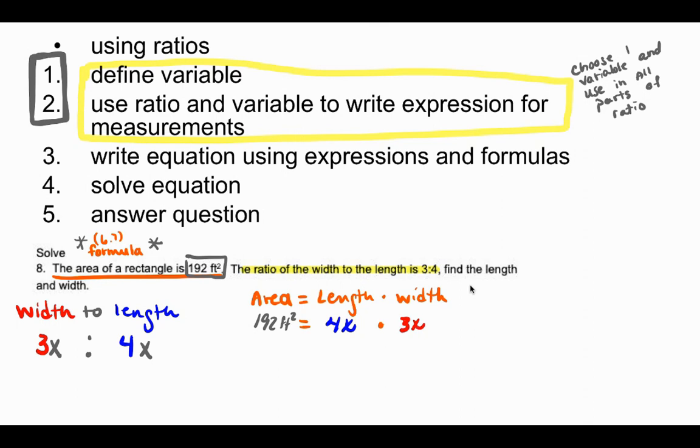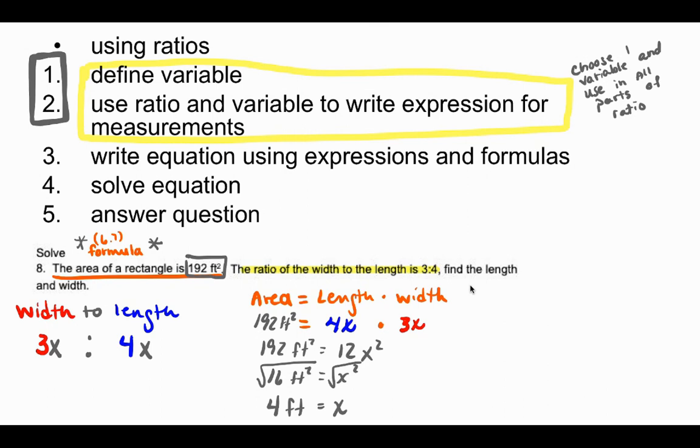So when we solve, we do our multiplication. So 192 square feet, 4 times 3 is 12, x times x is x squared. We divide by 12, so it's 16 square feet equals x squared. And we take the square root. So the square root of 16 is 4, and the square root of feet squared is feet. So our x value is 4 feet.